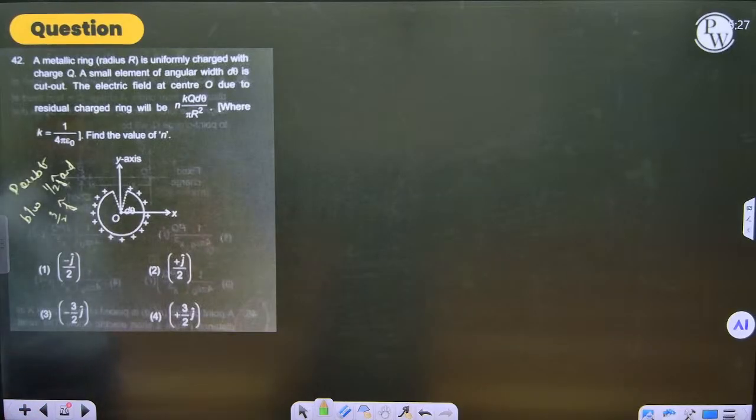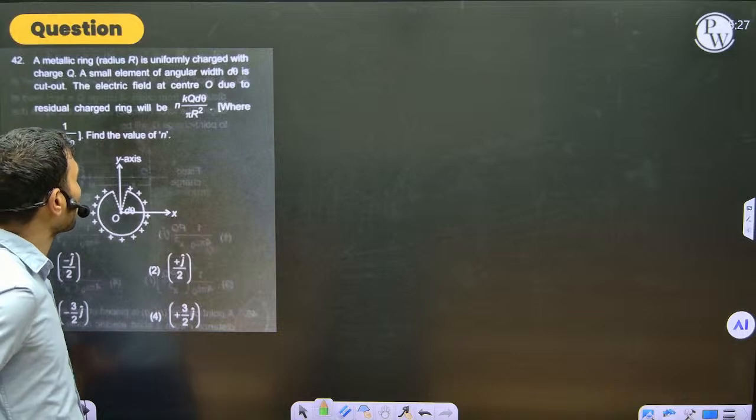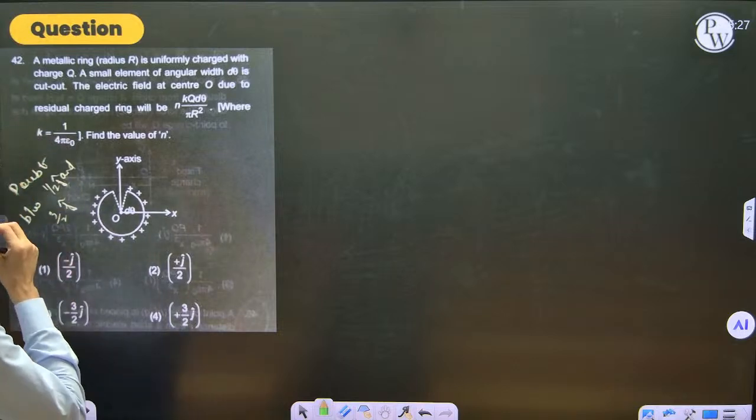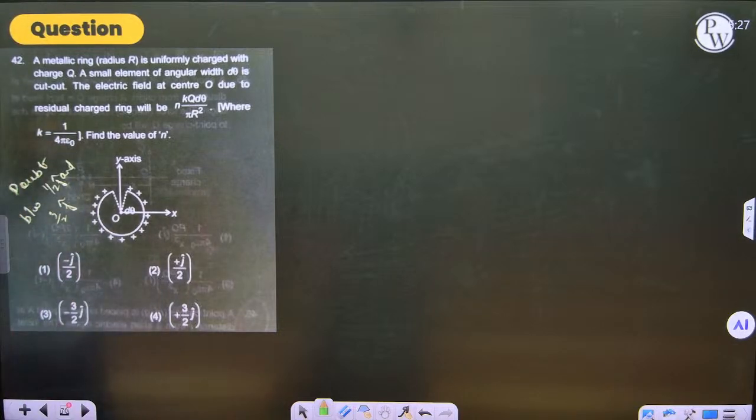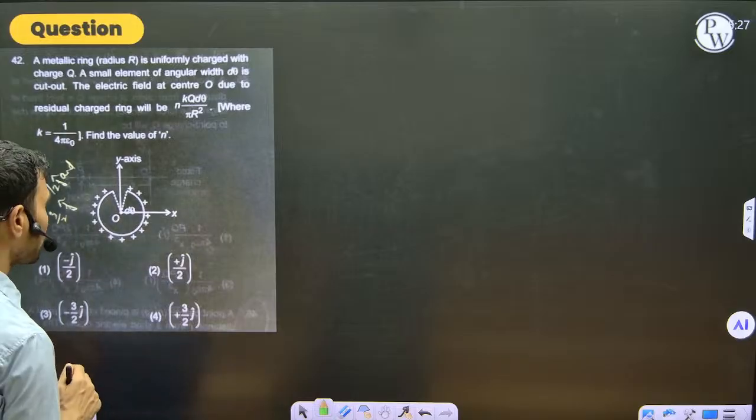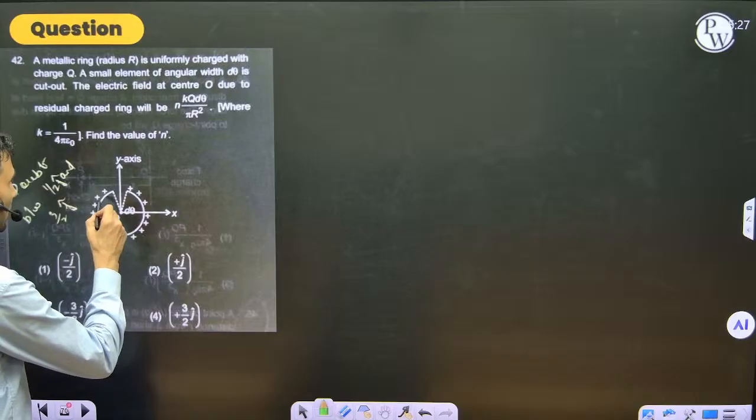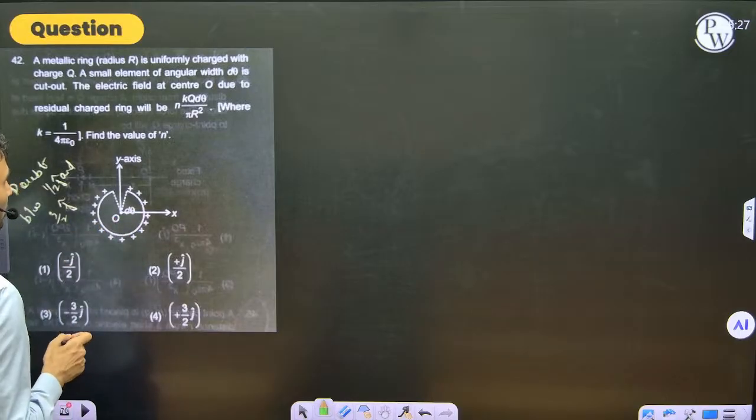Let's do this question. A metallic ring is uniformly charged with charge Q. A small element of angular width d theta is cut out. The electric field at the center O due to this residual charged ring will be how much? So basically, you know the electric field due to this entire ring at the center will be 0.